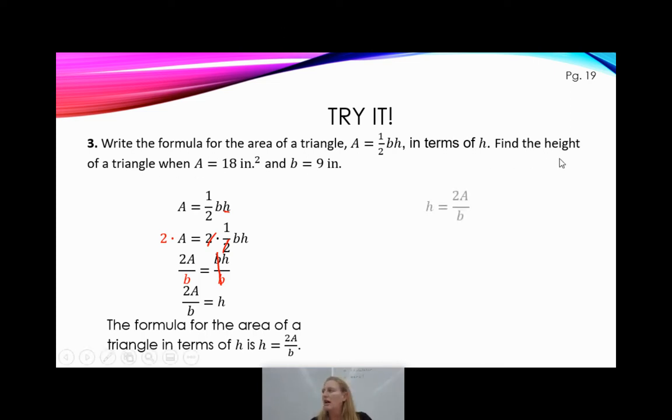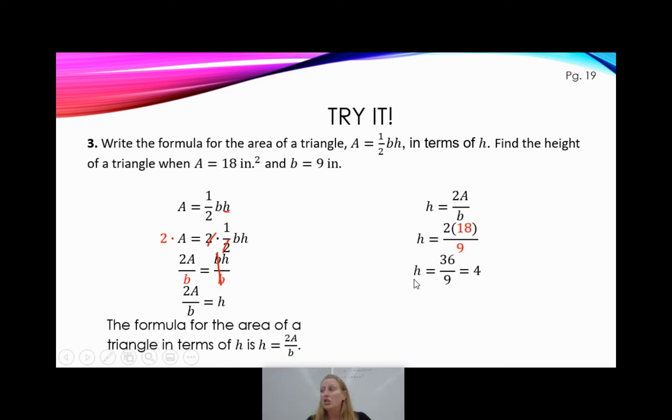Okay, great. Let's find the height. We're going to use our formula, H equals 2A over B. I know that my area is 18 inches squared, and I know my base is 9 inches, so we'll just plug those in there. And we'll do a little bit of work. 2 times 18, I got a calculator here, is 36. Divided by 9 is 4.